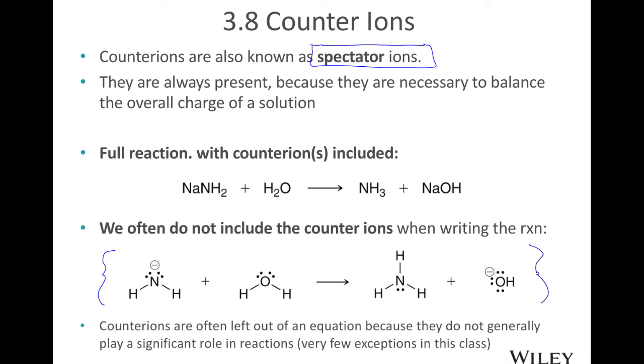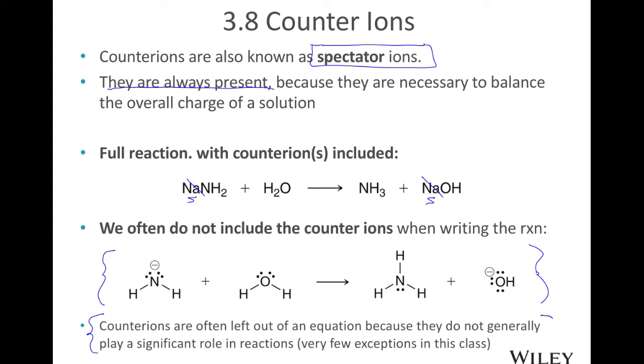Yes, there should be a cation. But we assume that they are always present, because they are necessary to balance the overall charge of the solution. If we put in the counterion, I would have, for example, my sodium ion here and my sodium ion here, but just like in general chemistry, we leave those out. So we leave those out most of the time in organic chemistry. This is kind of just an FYI slide, but the take-home message is down here at the bottom.